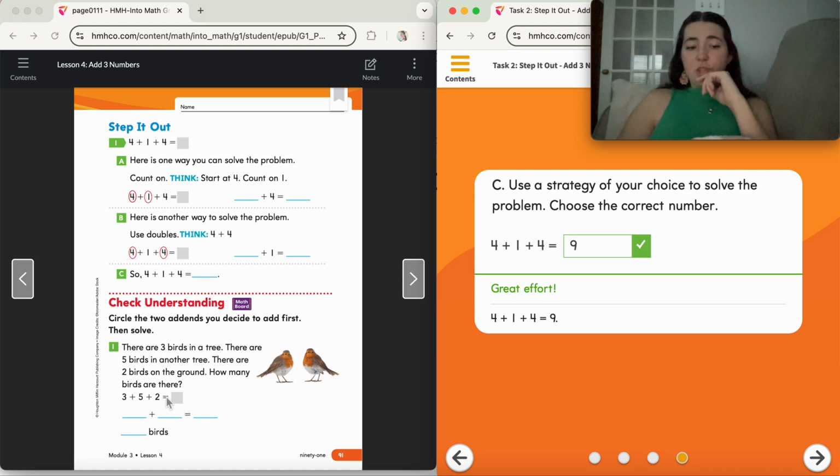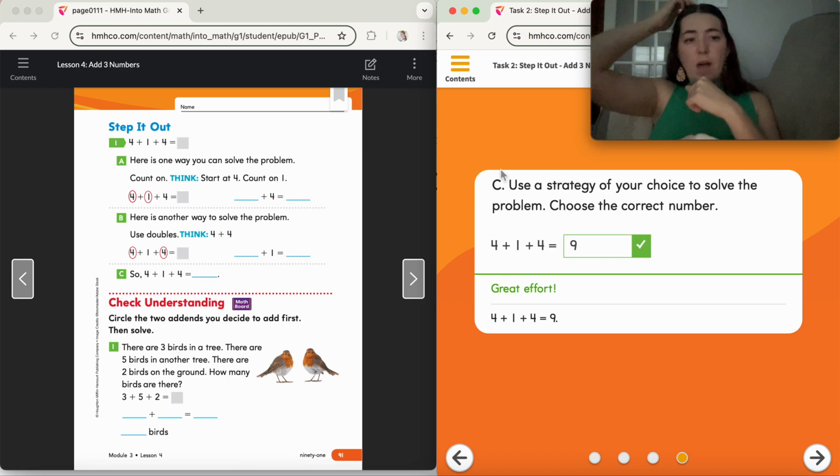So you need to choose which 2 numbers you're going to circle. Are you going to do 3 and 5, 3 and 2, or 5 and 2? Add them together. Whichever one is left becomes your second addend, and figure out what 3 plus 5 plus 2 equals. Go ahead, work hard. If you have a question, come see me and I will help you.